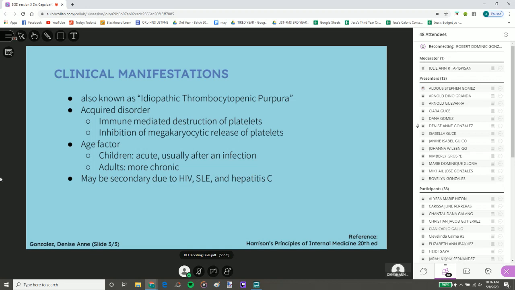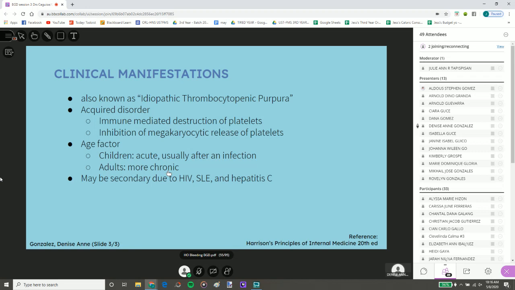So, ITP is the most common cause of isolated thrombocytopenia according to Williams. It can affect males and females of any age. Although childhood ITP is typically acute in onset, often developing after a viral infection or vaccination that resolves spontaneously within a few weeks up to 6 months. In contrast to this, adult ITP generally is a chronic disease of insidious onset and rarely resolves spontaneously.